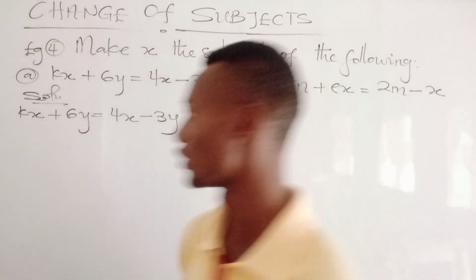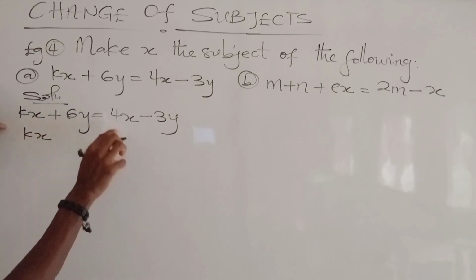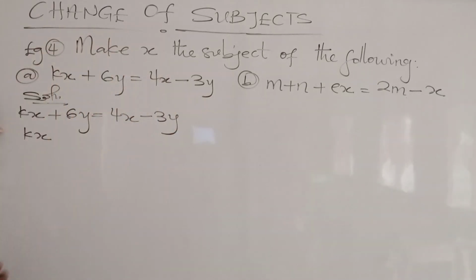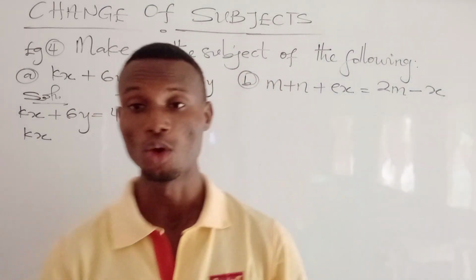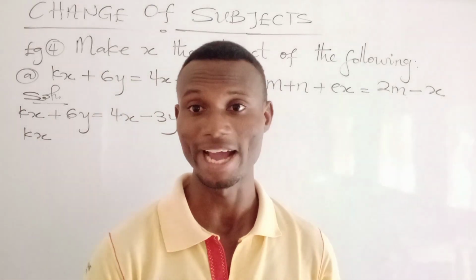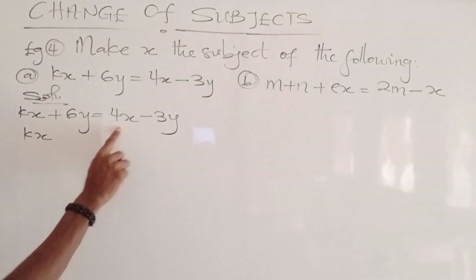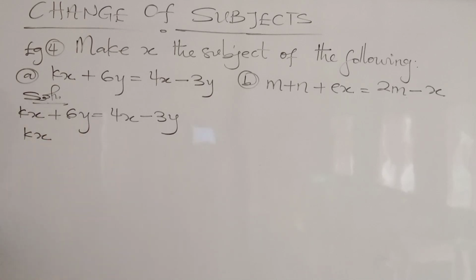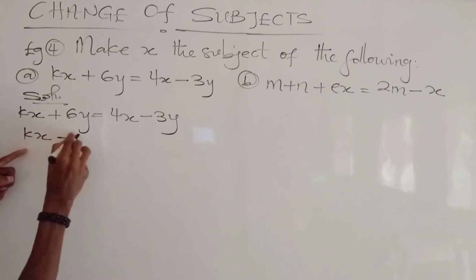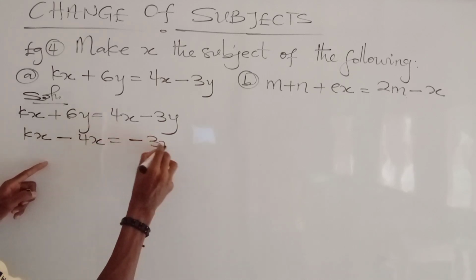Because you are making S the subject, that's the first step. So when I write my KS, which is here, this 4s will cross the equal sign to come and join it. And don't forget, I've explained to you that when anything crosses the equal sign, the sign it has changes. So it is positive 4s here. When it crosses the equal sign, it will become negative 4s. So KS minus 4s equals, then I have my negative 3y there.